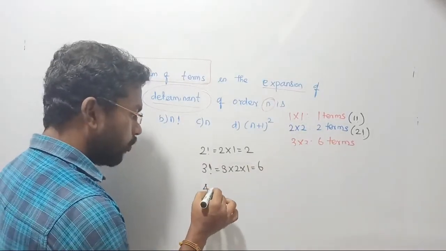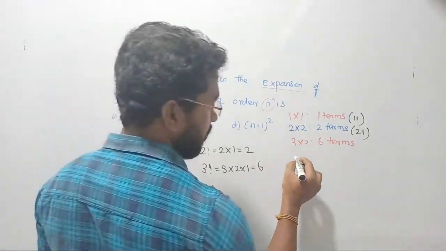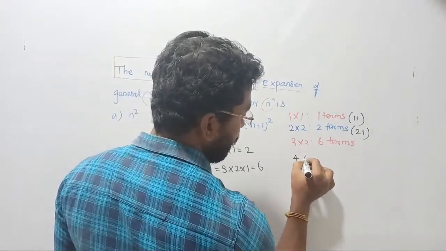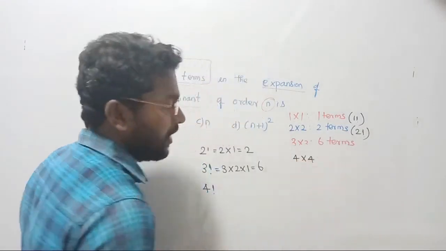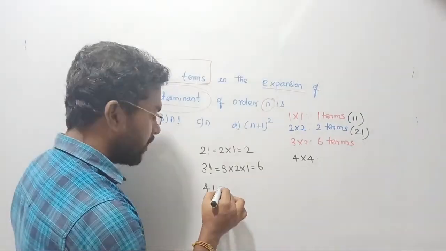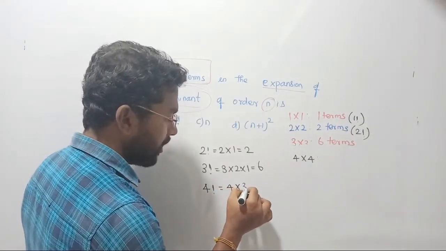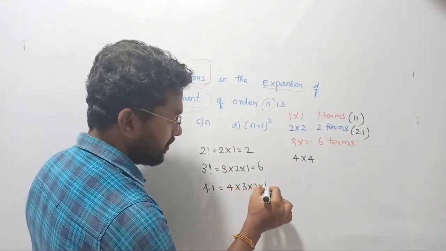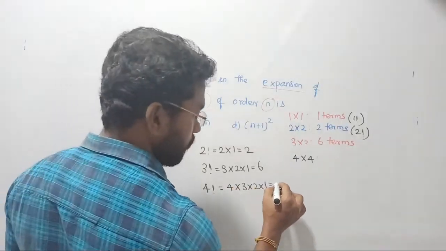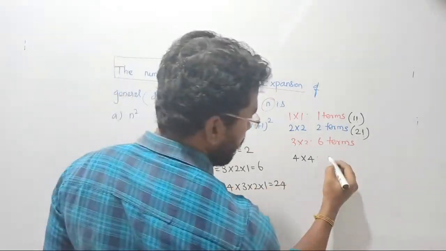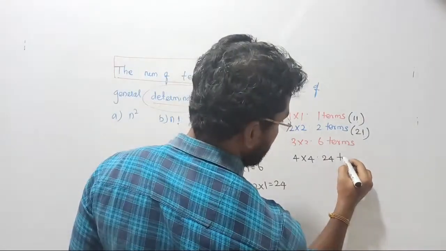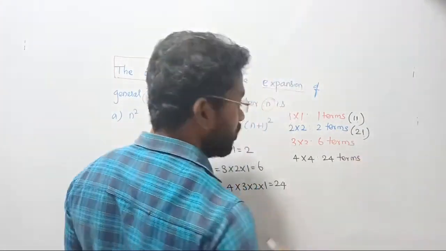If I write 4 factorial, then if you are considering a 4 cross 4 matrix, you have to expand like this: 4 cross 3 cross 2 cross 1, which is equal to 24. Definitely you will get 24 terms. You can cross check. I'm just letting you do this work, right?